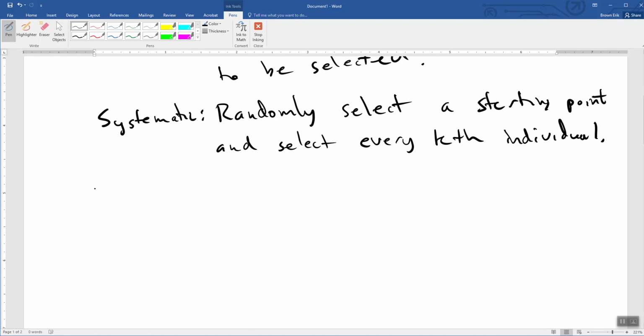All right, and then there were 2 very similar methods. There's the stratified method, and this is where you group the population by characteristic.